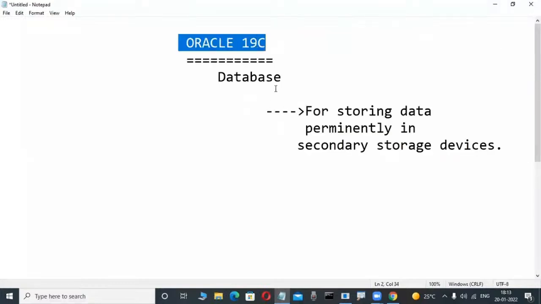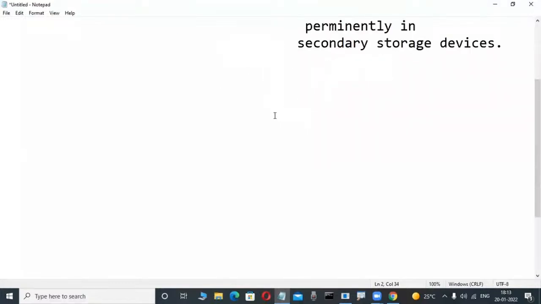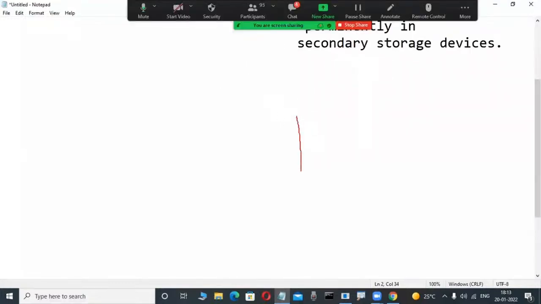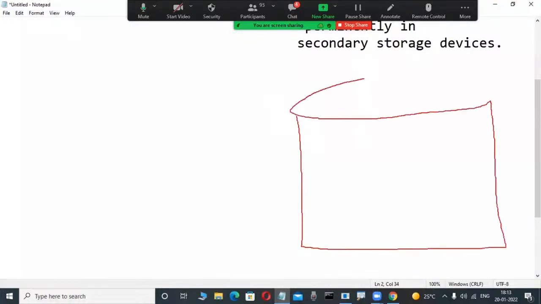Concentrate here, this is very important. Suppose I'm a first-time newcomer. How would I think? Maybe I think that when I install Oracle software, which is one of the database software, some place is automatically created in the hard disk, and that place is called a database. Many people think like that, and that we store data in this place.